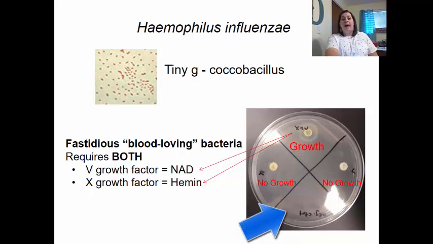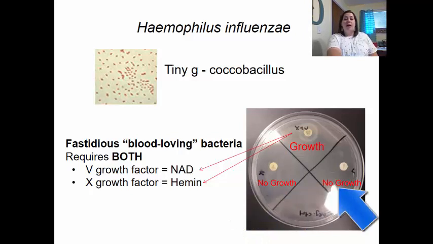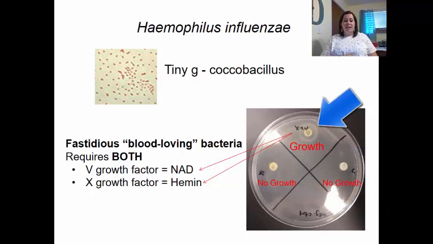They gave growth factor X on one side, growth factor V on the other, and we still see no growth, but when we give them both, growth does take place. Okay, so these are very picky bacteria. They need certain things present in order for growth to happen.